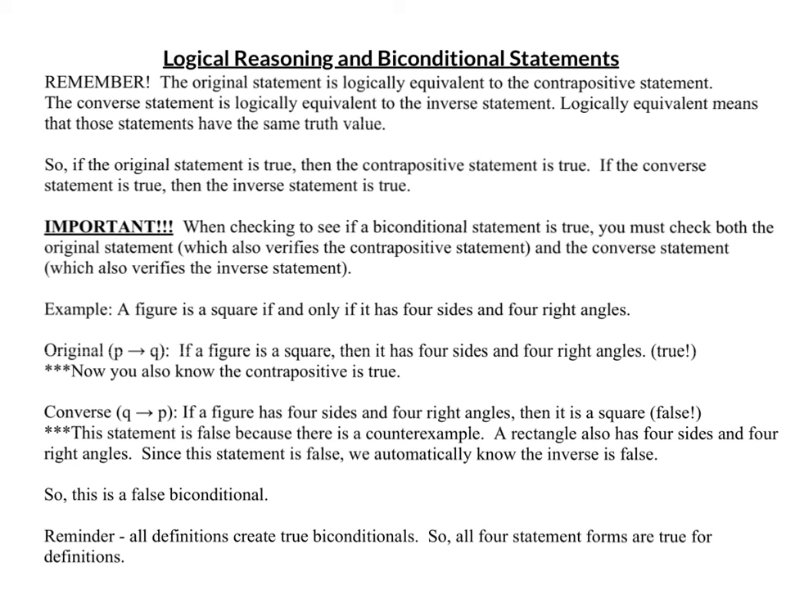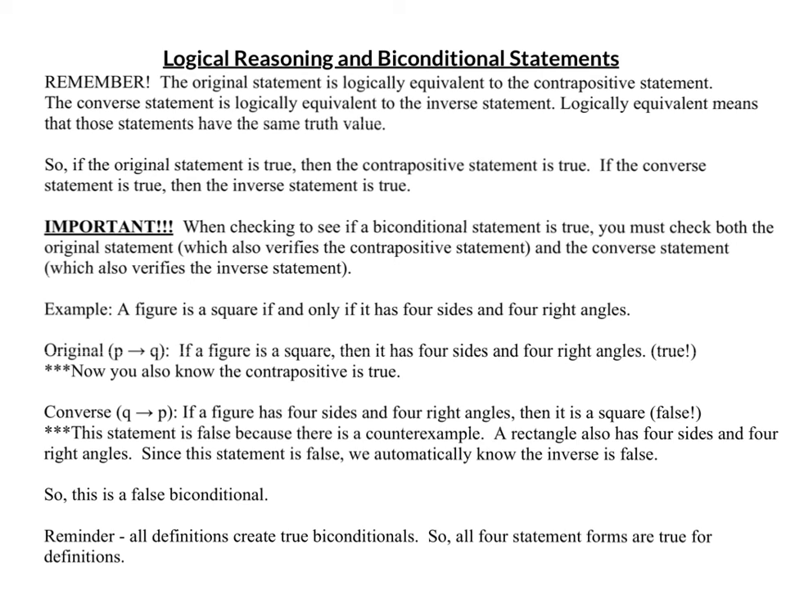So the original, we'll put it in if-then form. If a figure is a square, then it has 4 sides and 4 right angles. That's a true statement. Now, because the original is true, we know the contrapositive is true. Okay, we have to check the converse too. The converse, we flip the P and the Q. If a figure has 4 sides and 4 right angles, then it is a square.